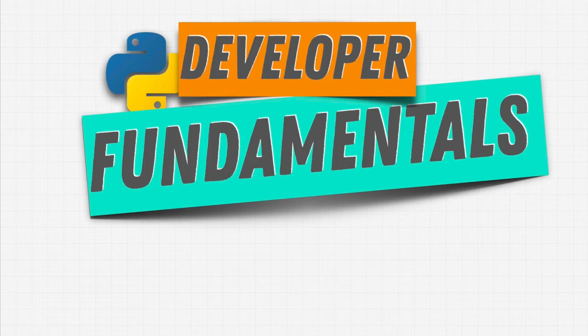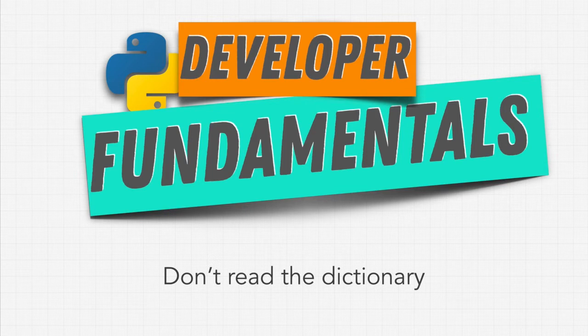So what is this first developer fundamental? It's don't read the dictionary. What does that mean? Well, when you're learning a language, such as Python, you're going to have a tendency, especially when you're starting out, to try and learn every single thing, every single function, every single syntax, every single trick. It's almost like you're trying to learn a language by reading a dictionary from page 1 all the way to page 1,200. But that's not how things work.